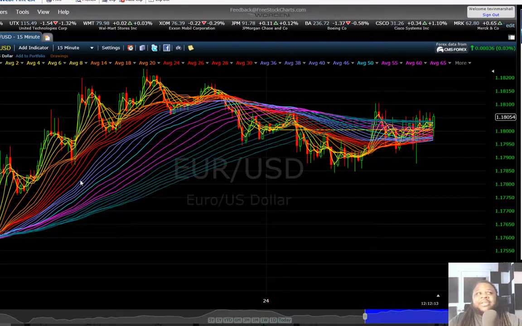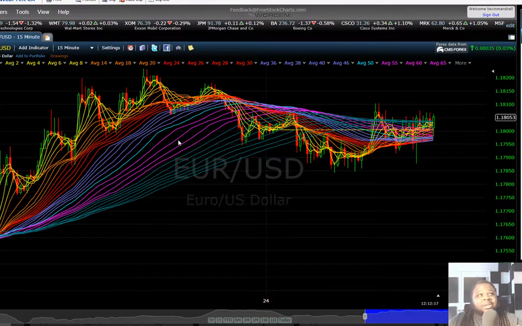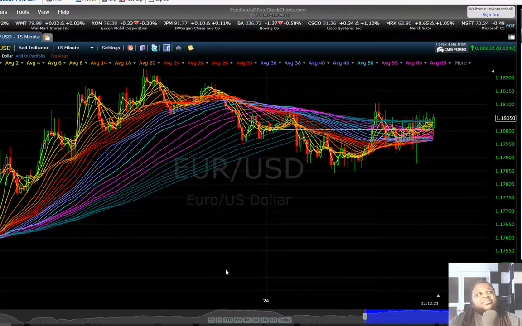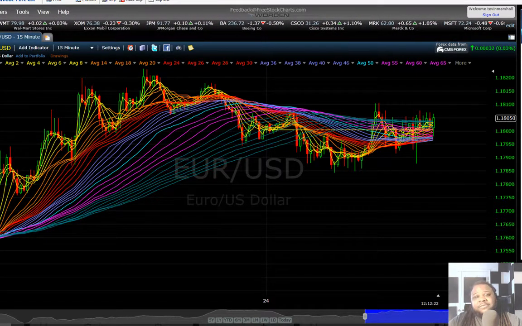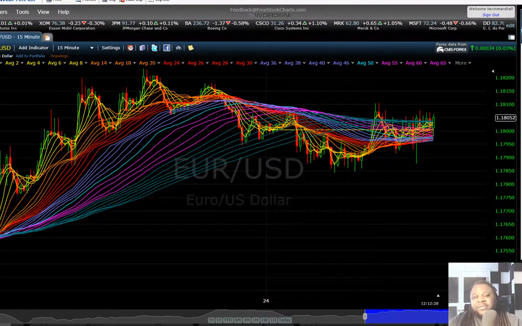Me personally, I have these on my charts. I've had them on my charts for a little while, and I love them. They really, really help me to make good, solid decisions. So they've been proven to be very useful. Of course, I have them on a different time frame, but I had them on a 15-minute too at one point.